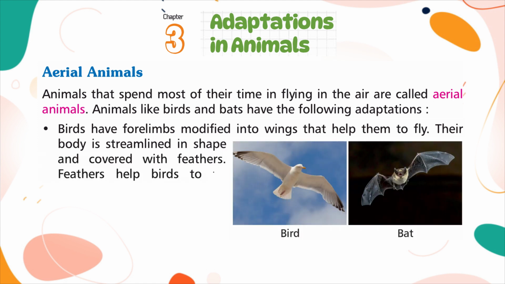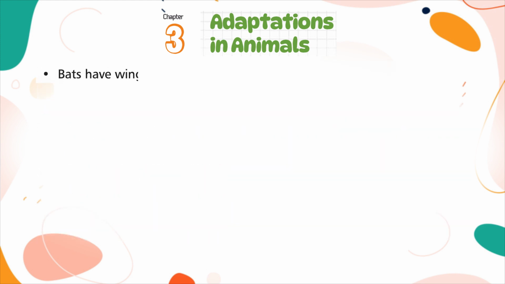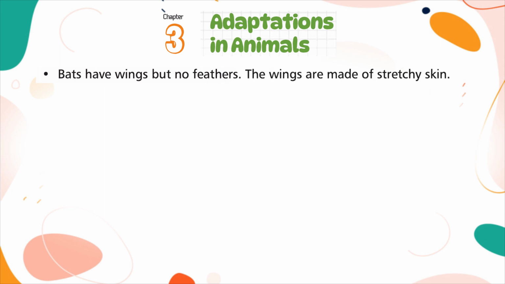Feathers help birds to fly smoothly through the air. Birds also have light, hollow bones that make their bodies light enough to fly. Bird, bat. Bats have wings but no feathers. The wings are made of stretchy skin.